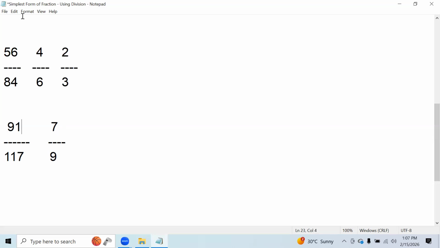Now we come to a situation where 7 and 9 are there. Are they divisible by 1? Yes. Apart from that, is there any number by which they are divisible? 2, 3, 4? No. So 7 by 9 is the simplest form of 91 by 117.